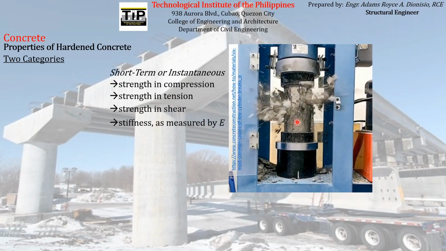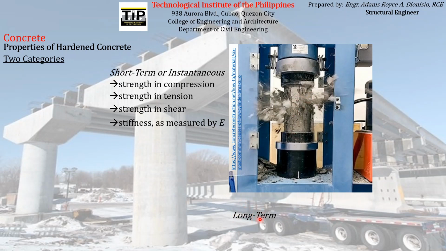So we can see here a concrete that is being tested using a universal testing machine to failure. You can see the kind of failure the concrete experiences. It experienced brittle fracture. It bursts when it can no longer resist or support the load being applied to it. That is how a brittle fracture occurs.